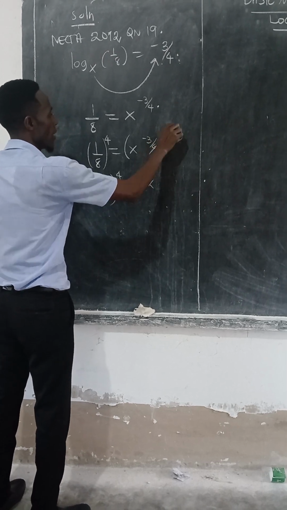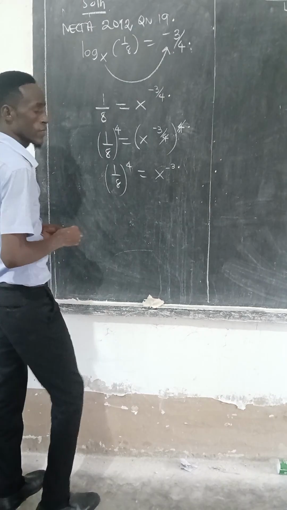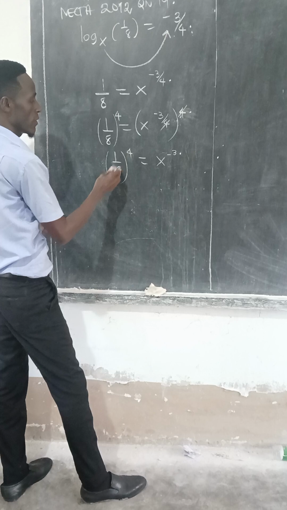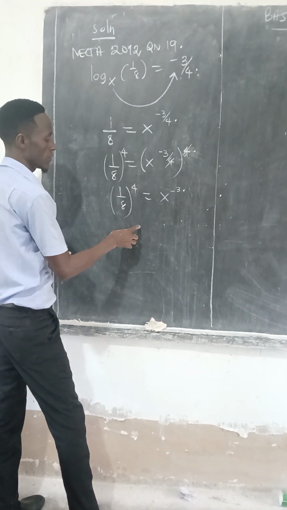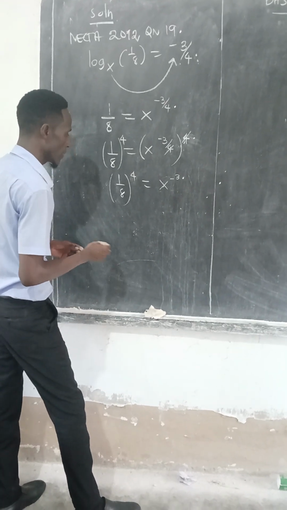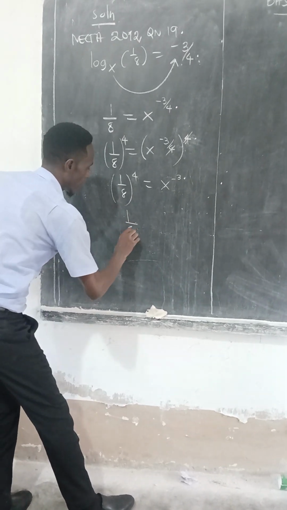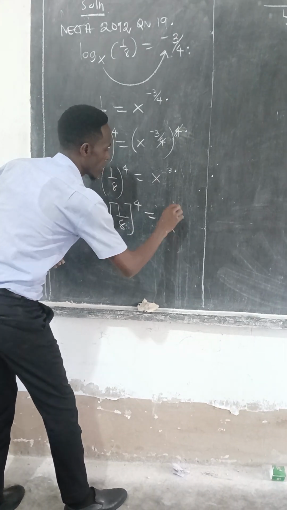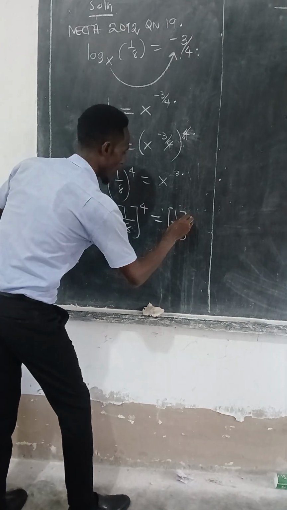Then the exponent cancels out, and it will be x to the negative 3. So here I just find the value of x. So 1 over 8 to the exponent 4 means 8 times 8 times 8 times 8. 8 times 8 is equal to 64, then 64 times 64 gives a certain number. You just consider now 1 over 8 to the 4 equal to 1 over x cubed.